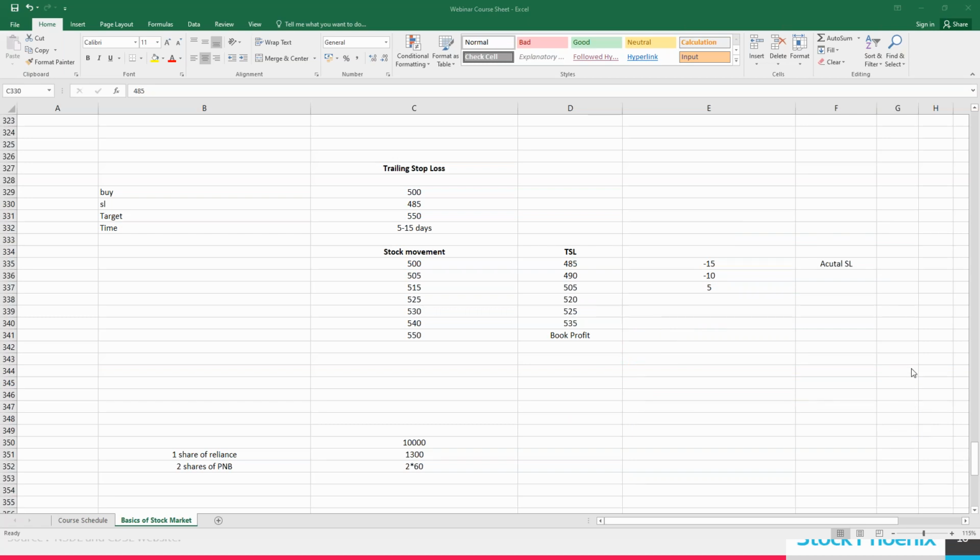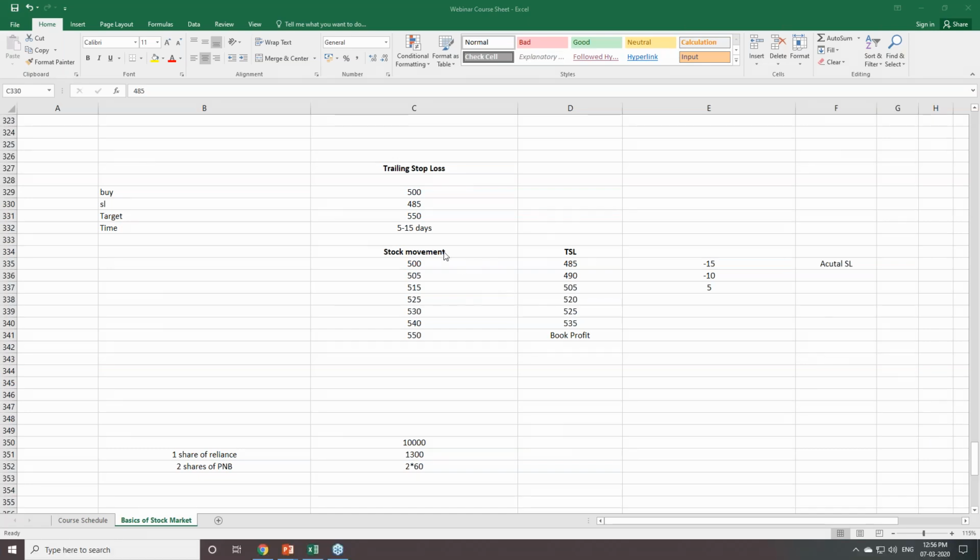As of now, you understand that this is the trailing stop loss, which is very important. Trailing stop loss is very important. Stop loss is the most important. Without a stop loss, any trade will not be successful. Any person also will not be successful in the stock market industry.